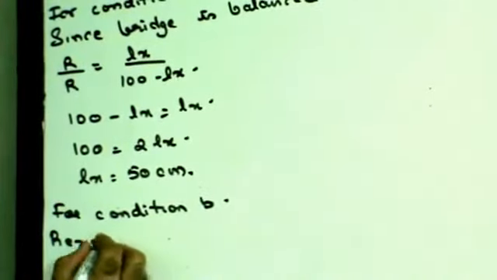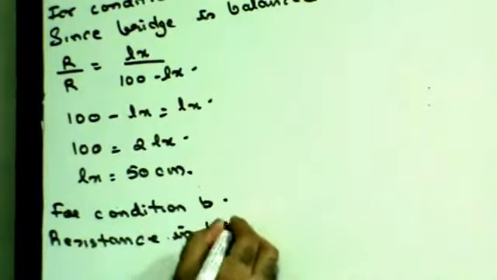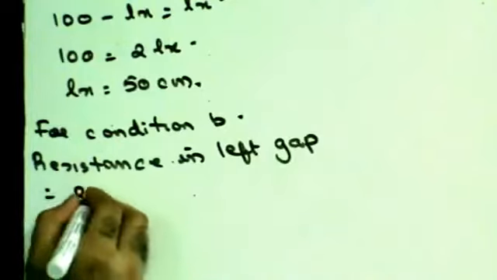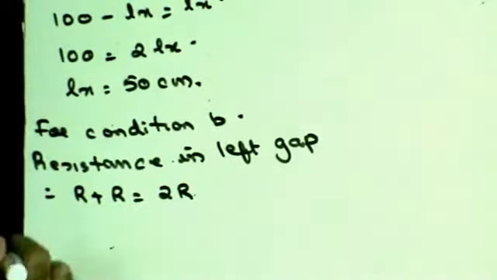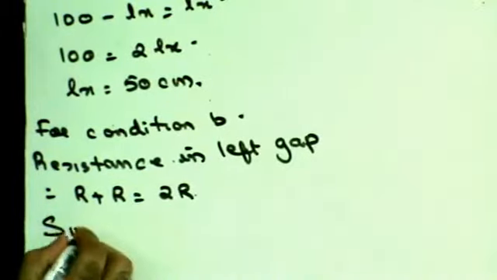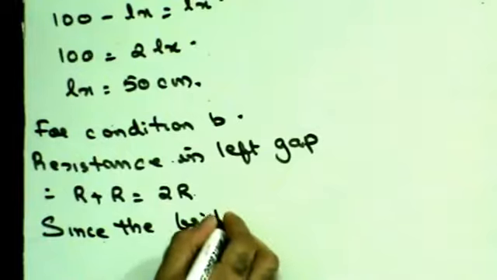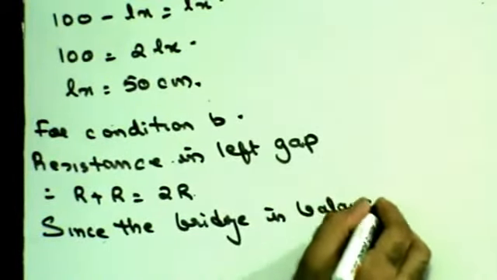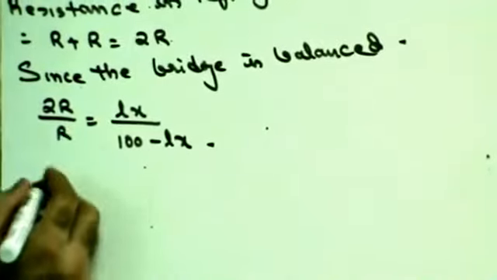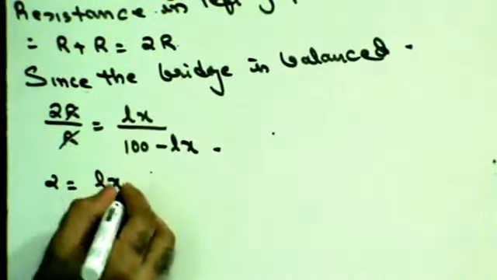What will be my resistance in the left gap? There are two resistors, each of resistance R, connected in the left gap. Since they are in series, the resistance in the left gap will be R plus R, which is 2R. Now if I apply the formula, since the bridge is balanced, I can say 2R upon R is Lx upon 100 minus Lx. So 2 is equal to Lx upon 100 minus Lx.